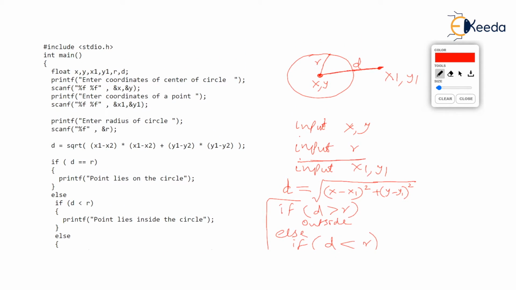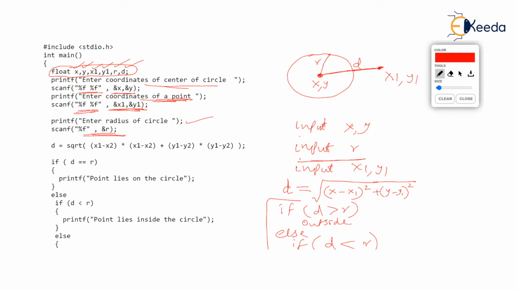Let's see the coding. In the program, we have declared float variables as we are working with Cartesian coordinates. x, y is the center, x1, y1 is the coordinates of the other point, r is the radius, and d is the distance. We will first ask the coordinates of the center of the circle, so we will enter x and y in %f format. Then we will ask the coordinates of the point which has to be checked for where it lies. So x1, y1 are the coordinates, in %f format we are entering. Then we are entering the radius. So r is the radius we have entered.